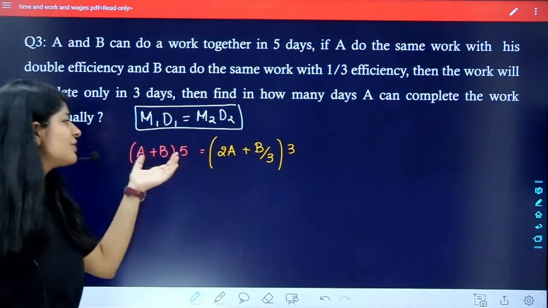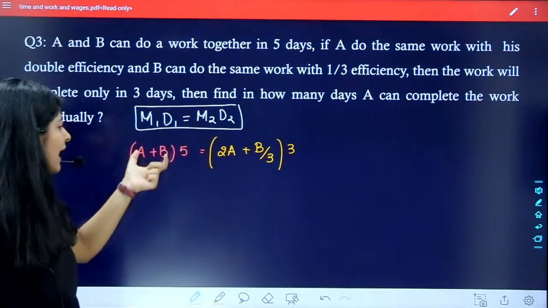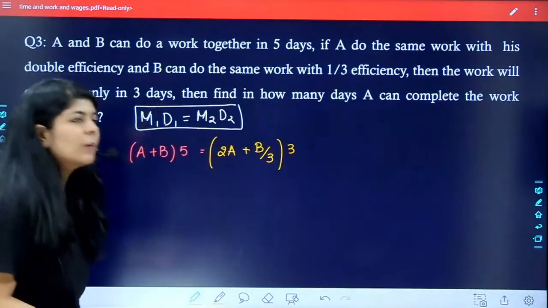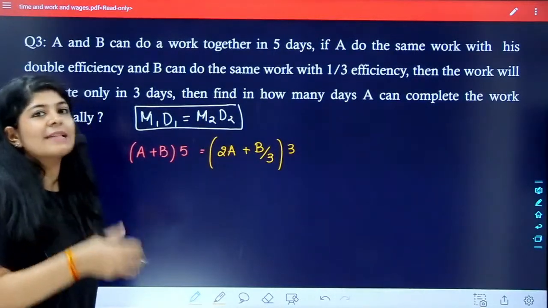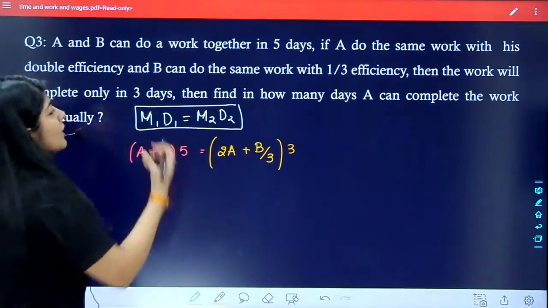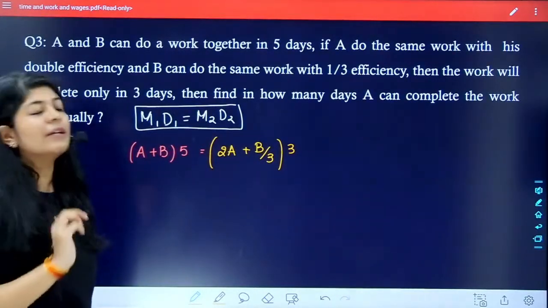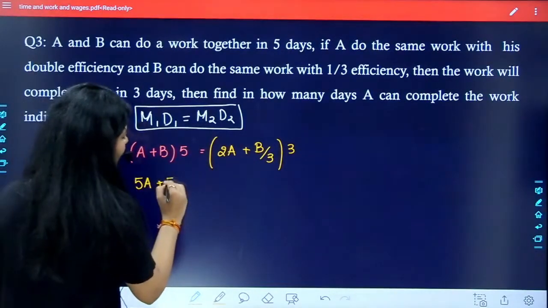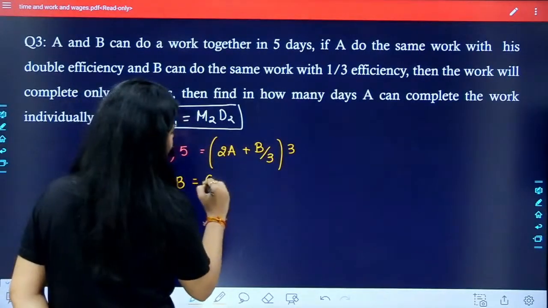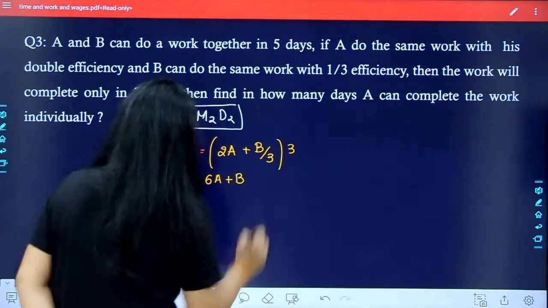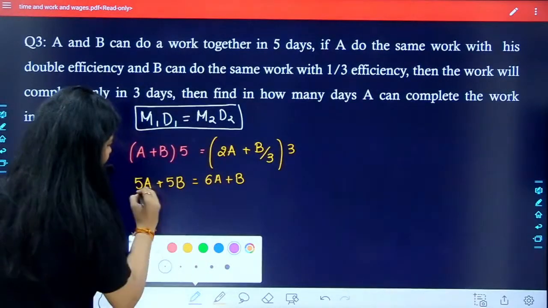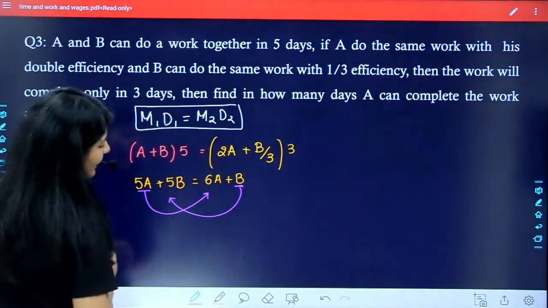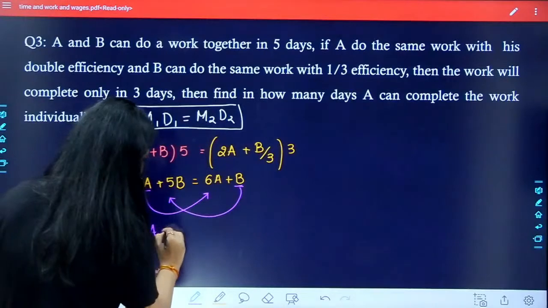All I have to do is solve this equation and calculate the efficiency ratio between A and B, and with the help of that we can easily calculate the total work, and as I get my total work I can easily find out in how many days A alone can do the complete task. So here I can write it as 5A plus 5B, that is equal to 6A plus B. Now I just transfer this 5A over this side and this B over this side. So I can write A is equal to 4B.